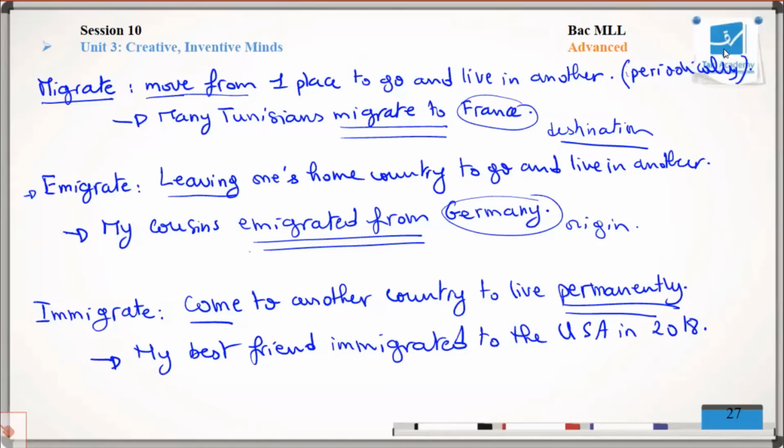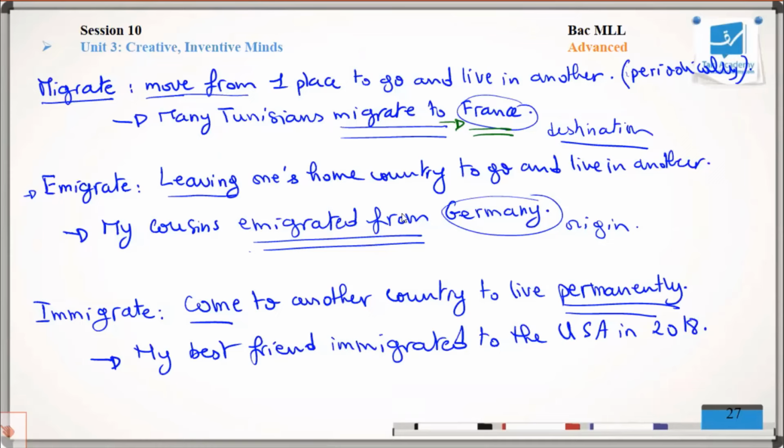Can we use emigrate in the first sentence? Because in the first sentence, you are talking about where they went to. So you have the destination, you don't have the origin. Here they emigrated from Tunisia, they migrated to France, okay? So it depends on what you have.